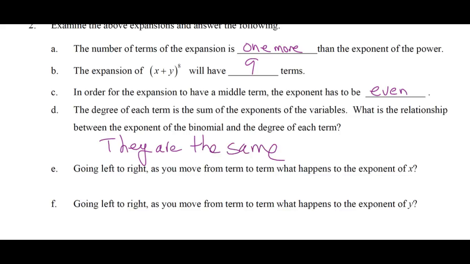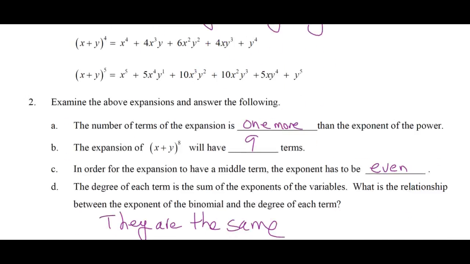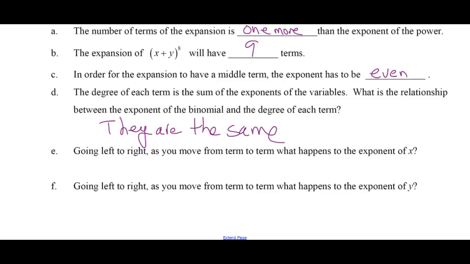Going from left to right, as you move from term to term, what happens to the exponent of x? You can look anywhere here. Where does it start? And where does it end? 0. x to the 0, right? So it starts at the exponent of the binomial and goes down by 1.